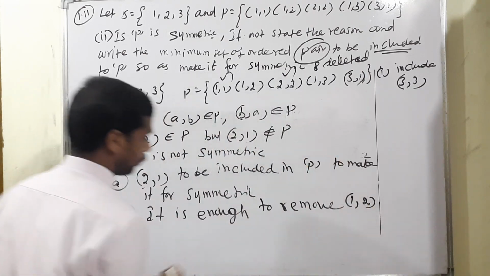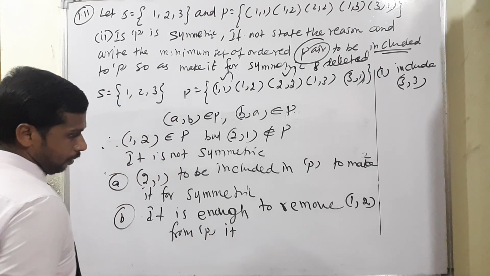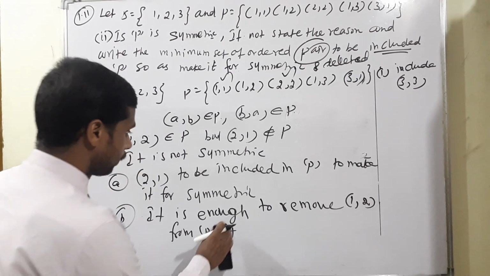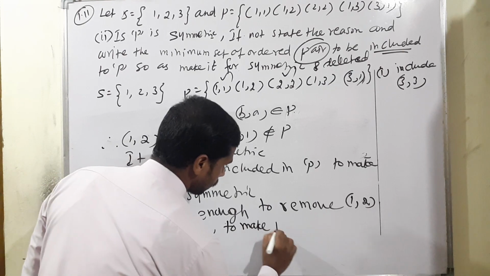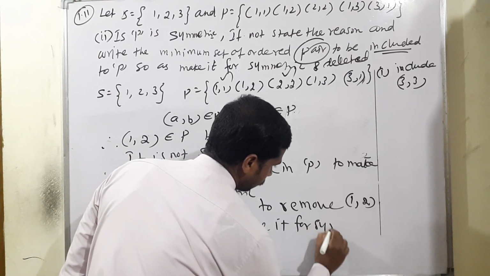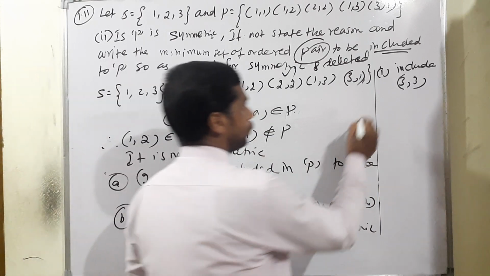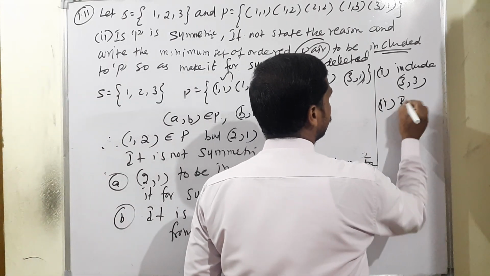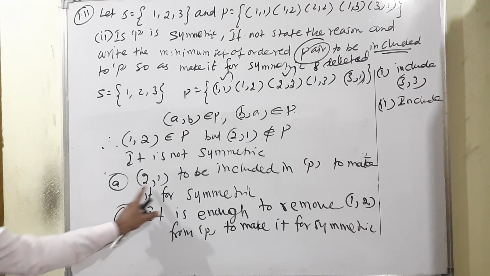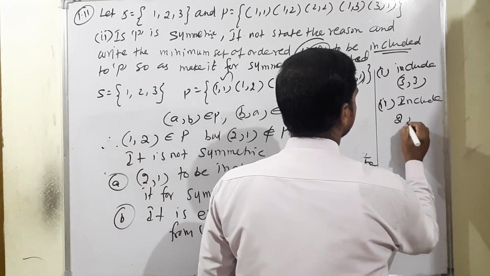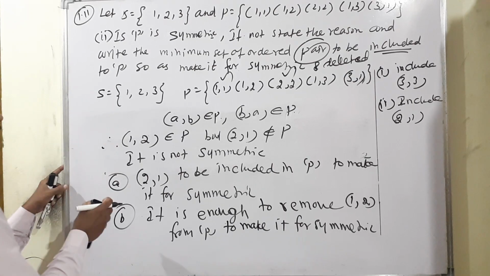Remove 1 comma 2 from P to make it symmetric. Okay. Now subdivision 2. So what do we have to include? 2 comma 1. Okay. Moving to the third one.